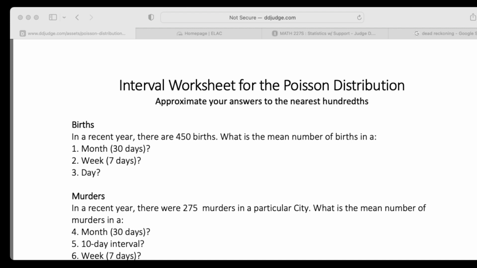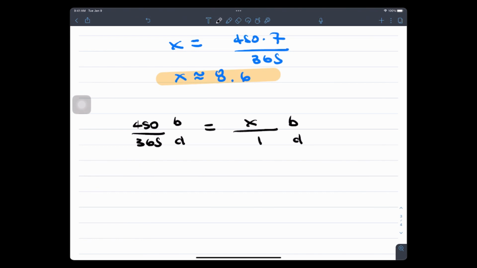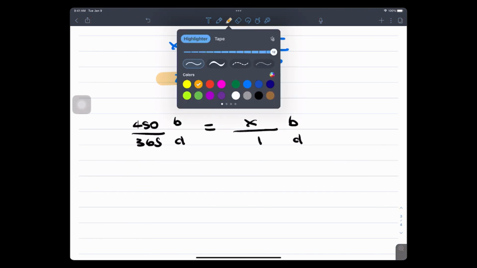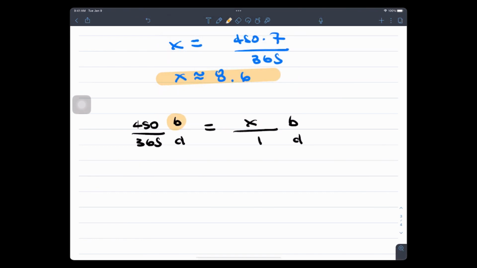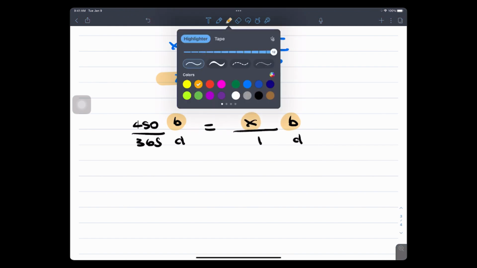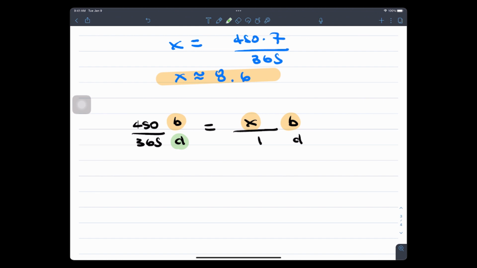So that's one what? Day, right? Okay. So when I set this up, was I consistent? Births to births. We don't know what that is. Day to day. Is that right? And notice what happens here. What is anything divided by 1? What is X divided by 1? Is that X?